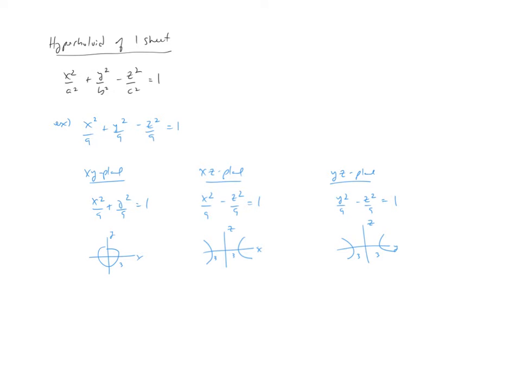And so as I put this together, we've got x, we've got y, we've got z. Looking down the z-axis, you can see there would be that circle. And then those hyperbolas would come into play and make it look something like this. So this would be our hyperboloid of one sheet.